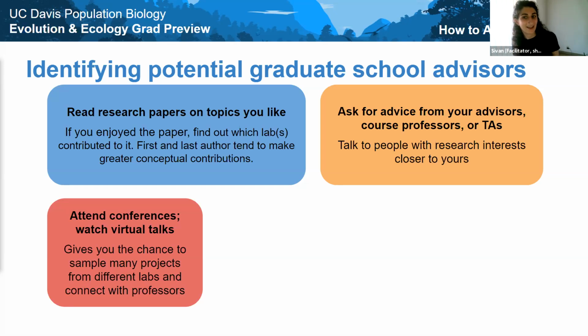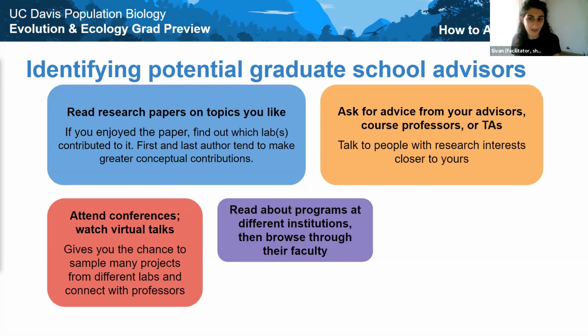Some people like to take a reverse approach. They read about programs first and then browse through their faculty. Just take note that programs don't always go by the same name and they differ in scope. So for example, I'm in population biology, which spans ecology and evolution, but it goes by a different name, while some universities have a broader biology program.